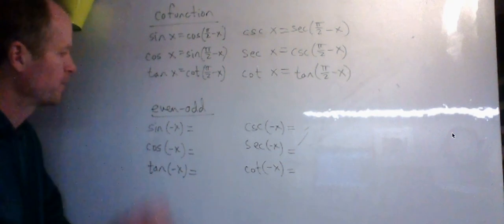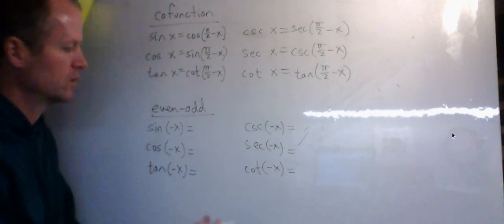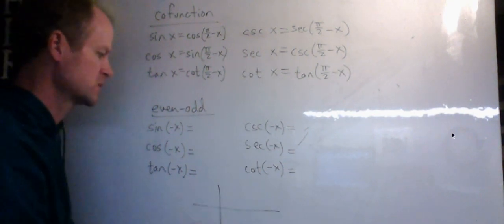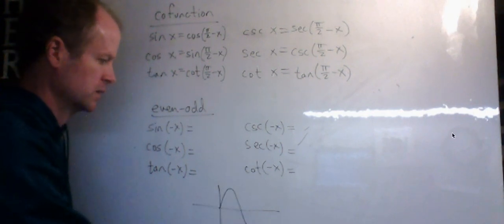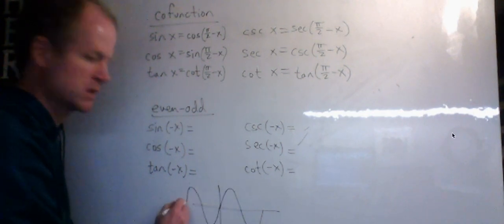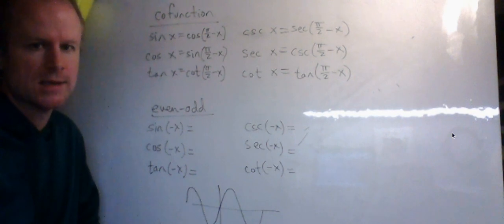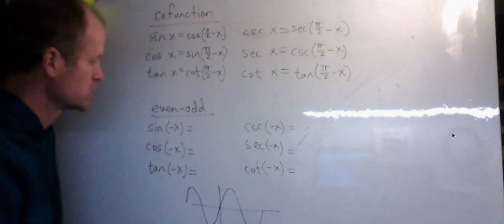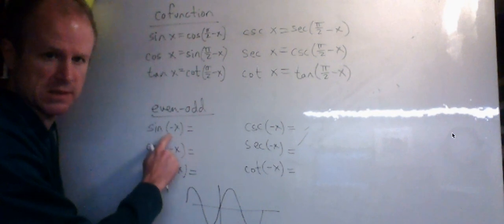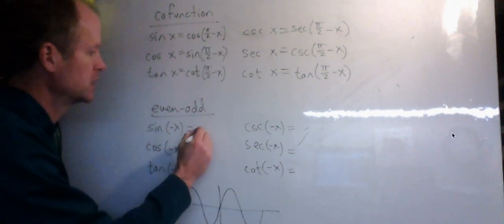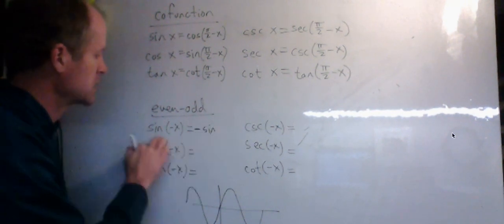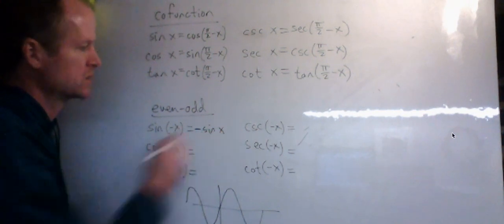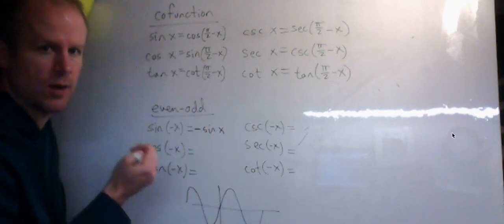Even odd. So when we think about sine and cosine, first of all, the sine wave looks something like this, the basic sine wave. So sine is an odd function. That means, if we recall from earlier this year, opposite x's give you opposite y's. So opposite inputs give me opposite outputs. So I'm going to say sine of negative x is the same as negative sine of x. The negative can come out front.